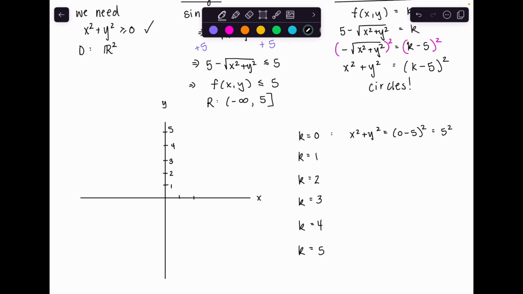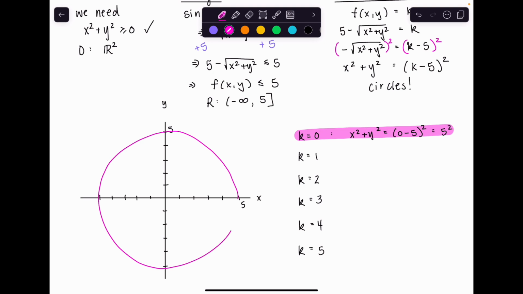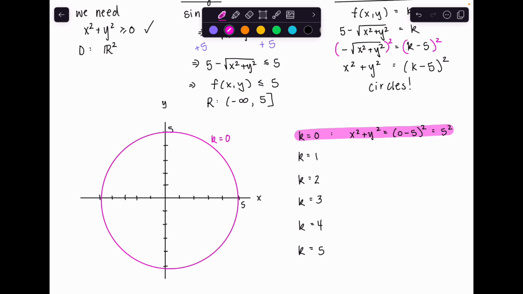Now my graphing might not be 100% perfect, but that's okay. So each one of these is going to be a distance of 1. And I don't really need to label all of these. But my first level curve, when k equals 0, I get a circle of radius 5. So go ahead and graph that to the best. Not too terrible. Oh, that's k equals 0, not k equals 5. This is what the intersection of the xy plane looks like with my surface. So my z value is equal to 0 here.